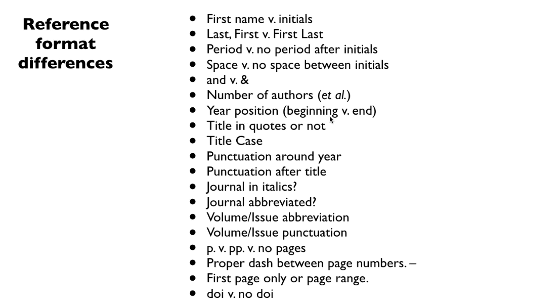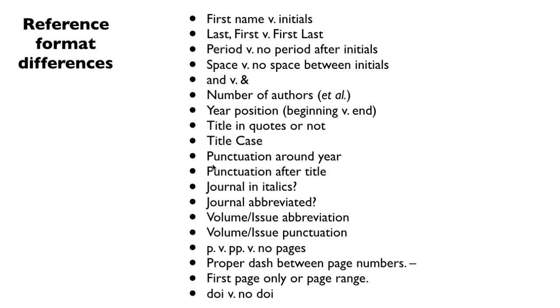Sometimes the year will be listed near the beginning, sometimes at the end, sometimes the title's in quotes, sometimes it's not. Sometimes things are written in title case, and sometimes they're written in sentence case, which is where you just put the very first letter as a capital letter in the whole sentence, but the rest of them are lowercase. And title case, all the first letters of every word are in uppercase.